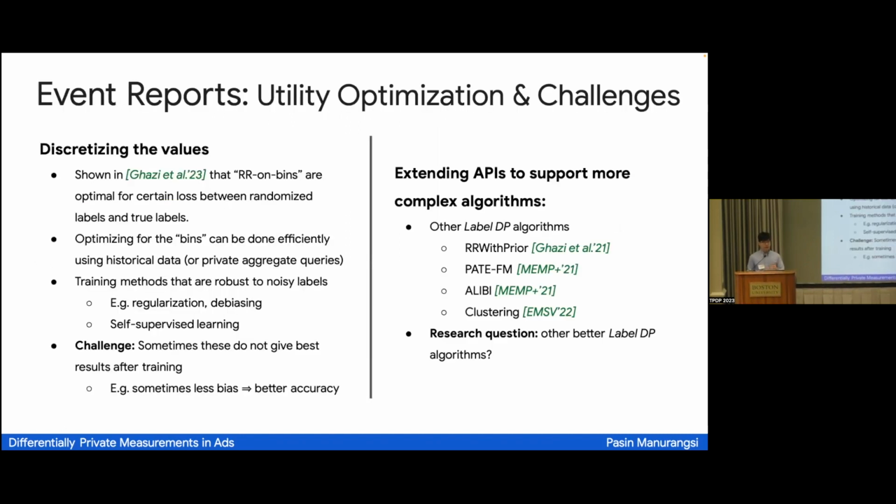For label DP, there are actually more advanced algorithms than just applying randomized response, but currently this is not supported by the event level API. So it would be nice if someone can come up with an API that can support those more complicated algorithms while still being widely usable.